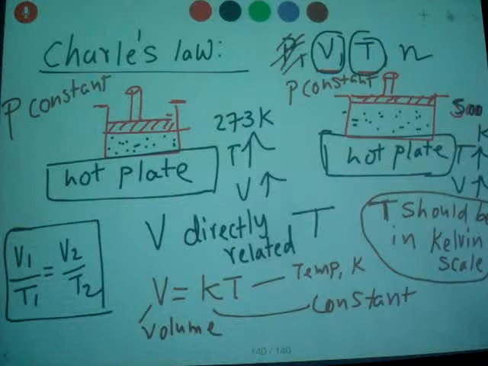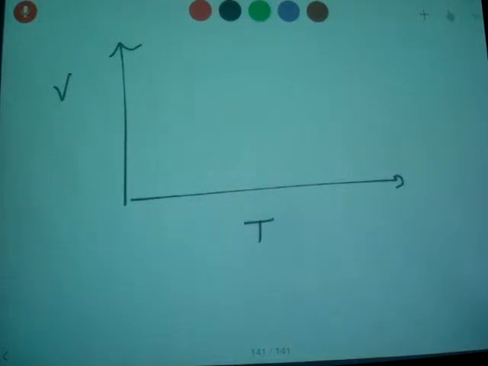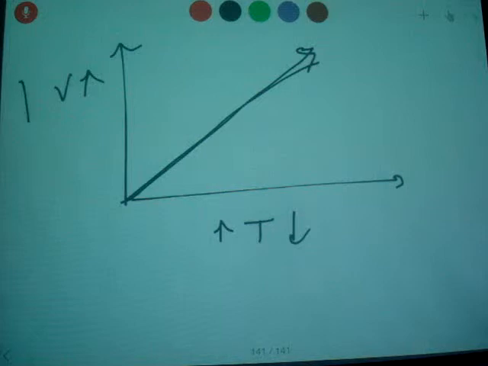Now, I'm going to explain how it looks graphically. I'm going to go to the next slide. He said, okay, volume and temperature have a direct relationship, right? It's direct because when one increases, the other increases, and when one decreases, the other decreases. That direct relationship is a straight line graphically. Now let's work on one example on Charles' law.